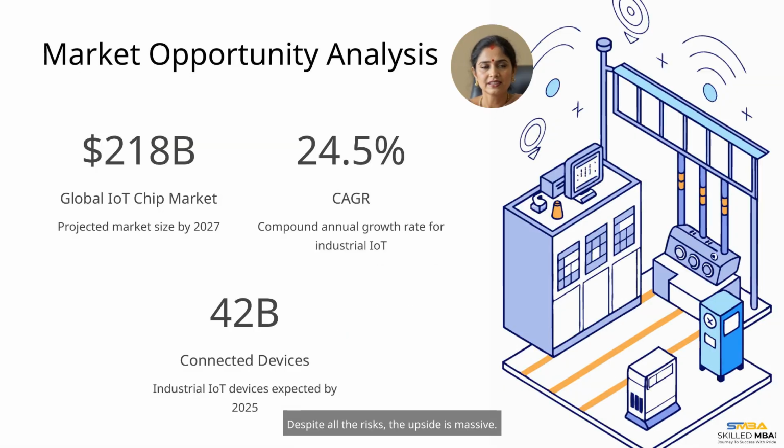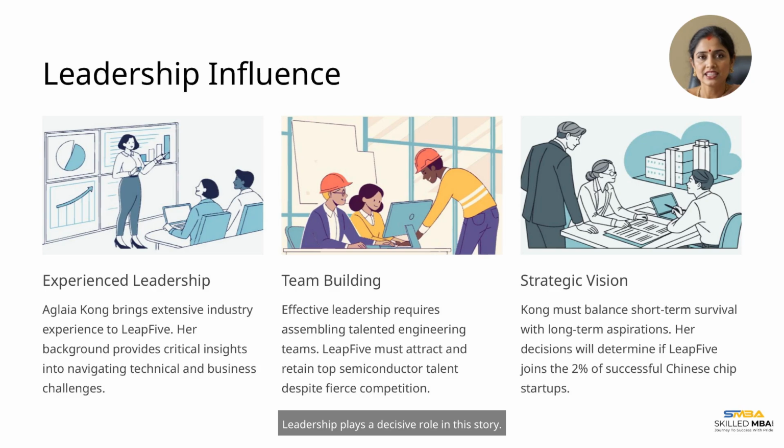Despite all the risks, the upside is massive. The global IoT chip market is projected to hit $218 billion by 2027. The industrial IoT segment alone is growing at a CAGR of 24.5%. Over 42 billion connected devices are expected by 2025. If LeapFive captures even a small share of this exploding market, it could achieve sustainable success and market leadership in a niche space.